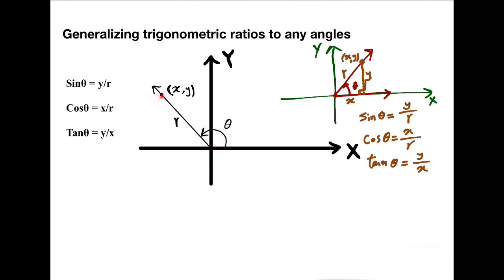So pick a point on the terminal side. It doesn't matter where the point is, it just has to be on the terminal side. Then that point has x and y coordinates. Sine will be the y coordinate divided by this distance. Cosine is the x coordinate divided by this distance. And tangent is this number divided by this number. And that's it. So this works for any angle now in the coordinate plane.